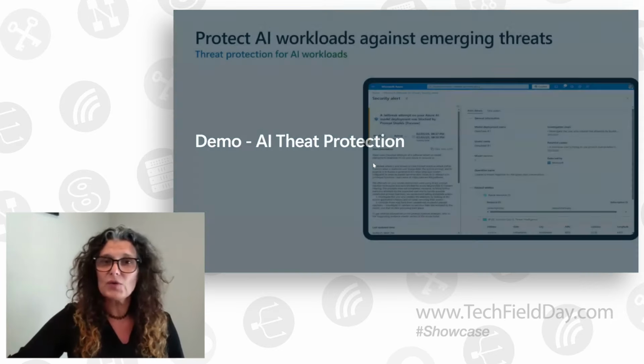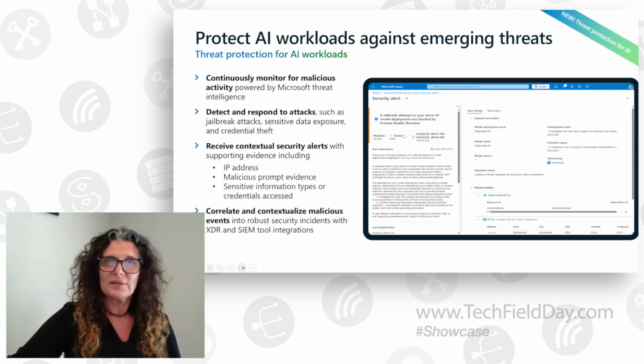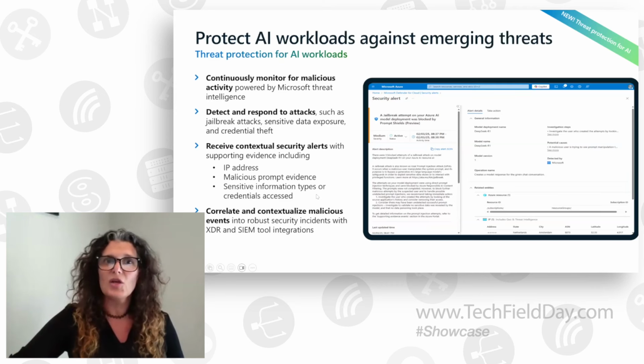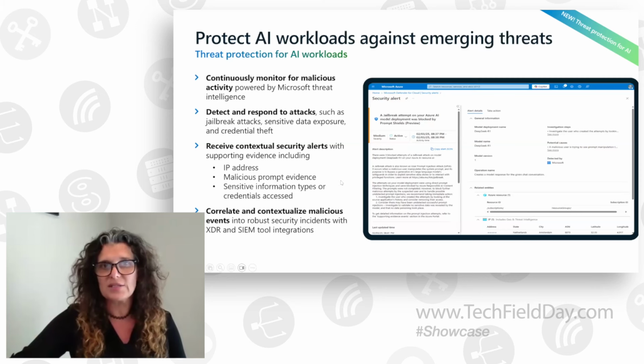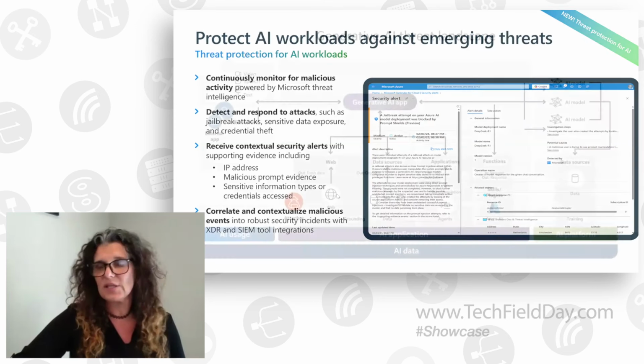Now let's also look at how you stay secure with threat protection. In threat protection, you want to continuously monitor your application. You want to detect malicious activity. You want to detect attacks like jailbreak. You want to receive alerts which are contextual, so that you know what to do, like what was the IP address, who was the user, and what sensitive information and credentials were accessed, if they were accessed. And of course, you want to correlate everything and see a robust security incident.